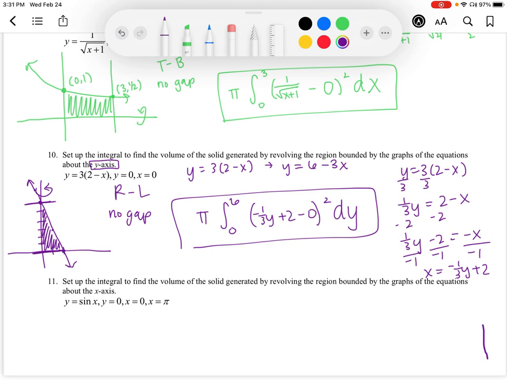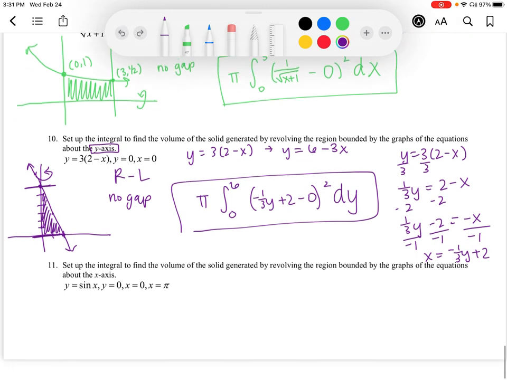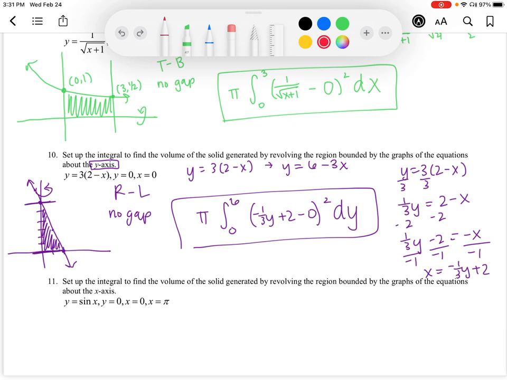All right, last question for this video. It's the same directions and we're going about the x-axis. So let's draw our graph. If I'm looking at the sine of x, that makes my wave like this. Goes through the point 0, 0. Then we're going with y is 0, x is 0, and then also x is pi, which is once again where it comes down and touches 0. Sine of pi is 0.